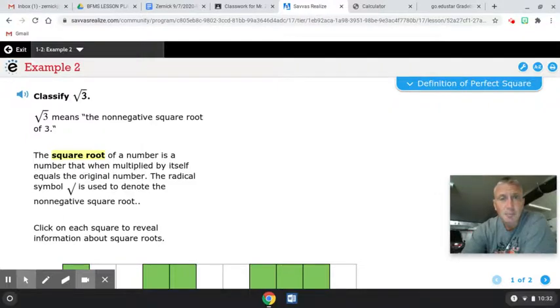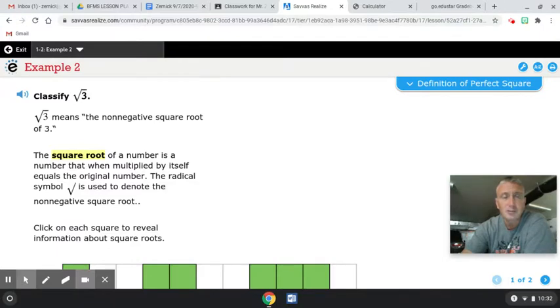So this is example 2 for topic 1, lesson 2. In example 2, the main focus is to make sure you understand what's a perfect square and what's not a perfect square, and what in the world would a perfect square be. So let's take a look at this.